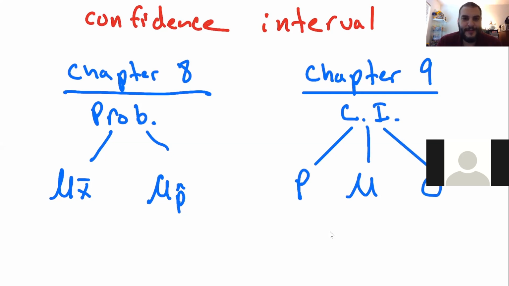So that's the overlay of chapter 9. Chapter 9 is all going to have to do with confidence interval. The only thing is we're going to be applying confidence interval to different parameters. We're first going to start off with population proportion. Then we're going to move on to population mean. And then we're going to move on to population standard deviation. Everybody good with that overlay of chapter 9?